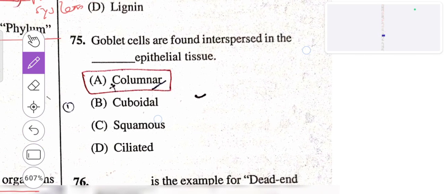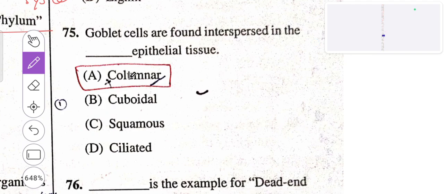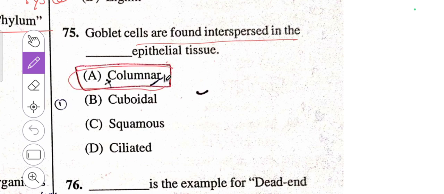Then 75th question. Goblet cells are found interspersed in the dash epithelial tissue. That is, in case of the columnar epithelial tissue, we come across this goblet cell, and these goblet cells will be present in case of the microvilli and all. So A is the right answer.